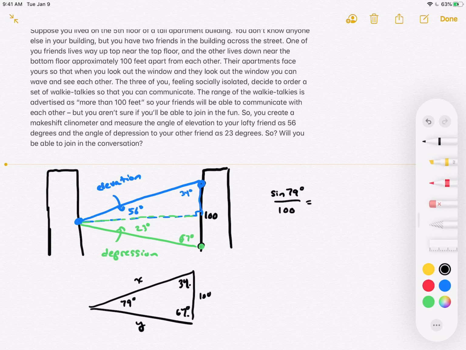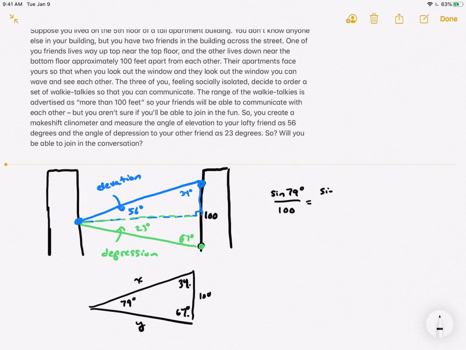I could just punch them in like this. It would be sine of 67 over x, and I could work out x. And then I could write the ratio again. Sine of 79 over 100 equals sine of 34 over y, and I could work out y. And that's how you can use law of sines to solve a word problem. Over the next couple days, you'll get used to solving word problems where you have diagrams and word problems where you don't. One last thing to think about here.